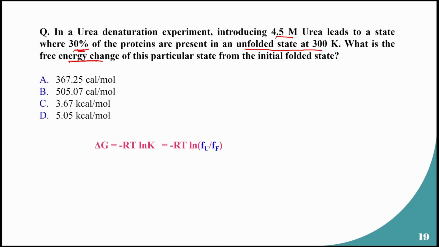If you look at the formula, the fraction of unfolded would be 0.3, and the fraction of folded, in this term, will be 0.7. So you can just calculate it using this formula: minus 1.987 times 300 times ln of 0.3 by 0.7. Could you tell me what the answer should be in this particular one?